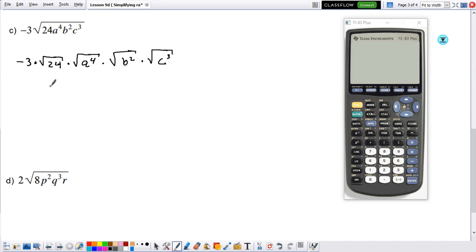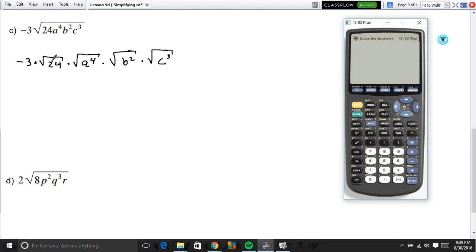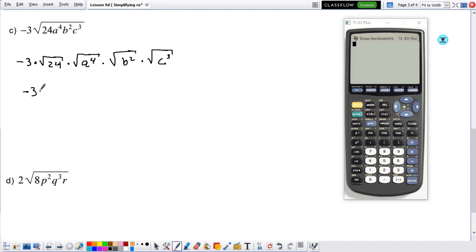So now we start thinking, well, how can we rewrite 24? Notice that 24, we can rewrite that. So the negative 3 stays outside. Let's just put that in big parentheses, because that's going to affect everything. Let's just rewrite it as a big parenthesis. So now let's see, 24, we can rewrite that as 4 times 6.